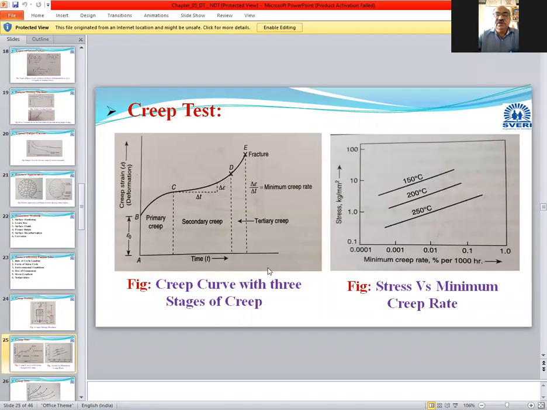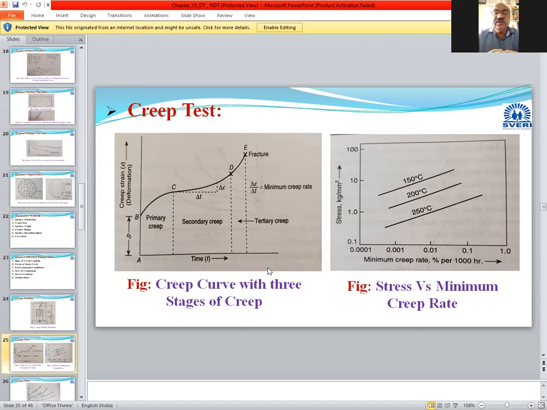So here is the creep curve with three stages. Time versus creep strain, with creep strain on the vertical axis. Initially it will remain as it is, with only the initial strain at point B. From B to C, primary creep will be there. The specimen is already kept in the furnace, and we are applying the loads. So B to C is primary creep, meaning if we go on increasing time, the creep strain will increase up to point C.